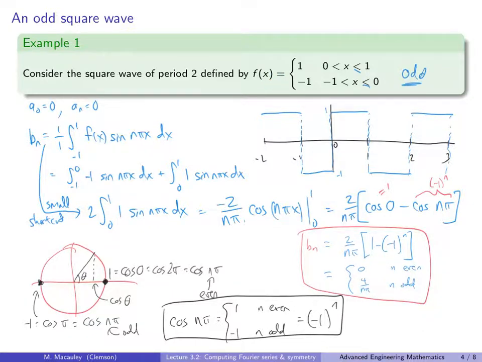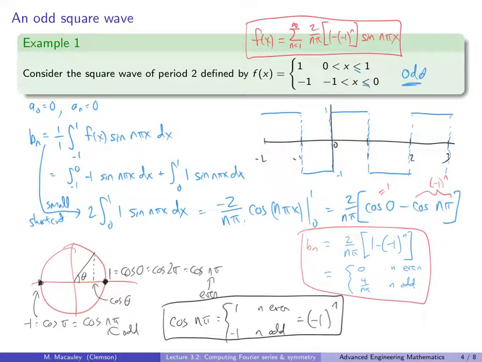So f of x right here, let's think about what this means. As a Fourier series, f of x is an infinite sum of sines and cosines. Now, all of the cosine terms are 0, so I'm only going to write the sine terms. So it's 2 over n pi times 1 minus (-1)^n times sine of n pi x. That's what f of x is. So this is the Fourier series of this function.